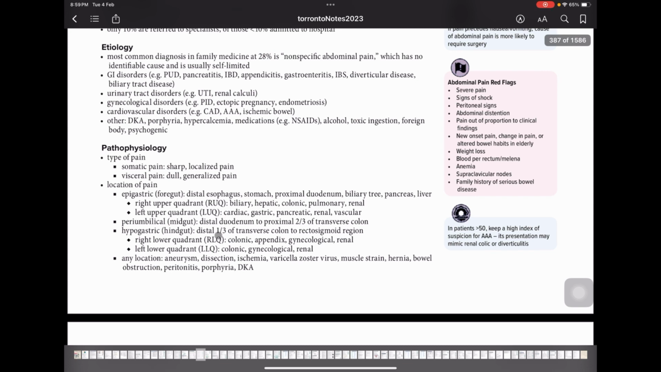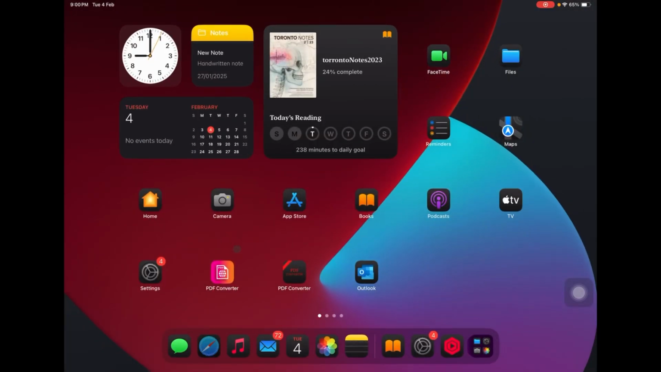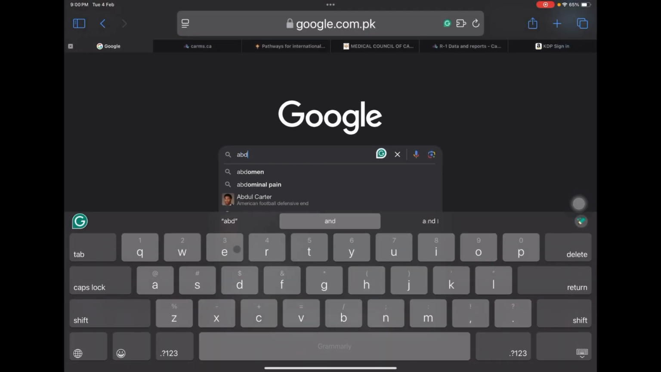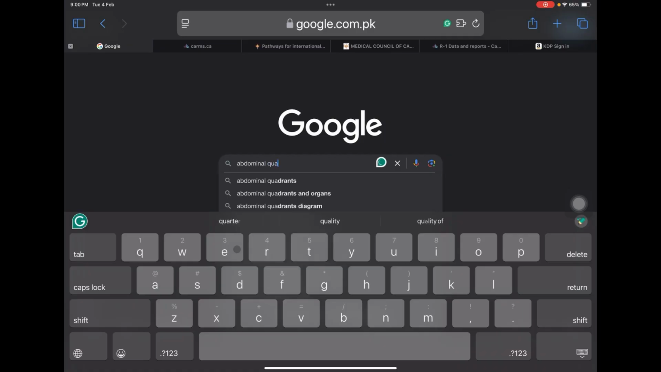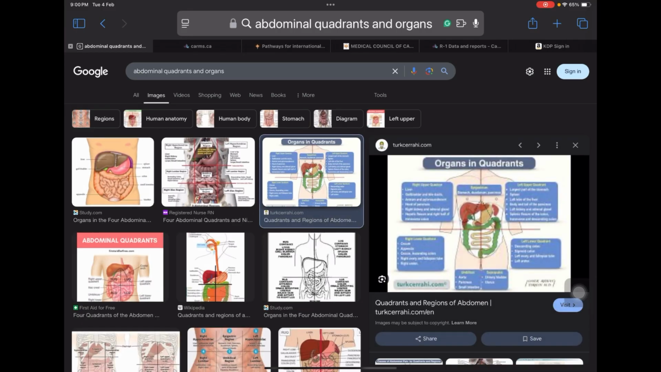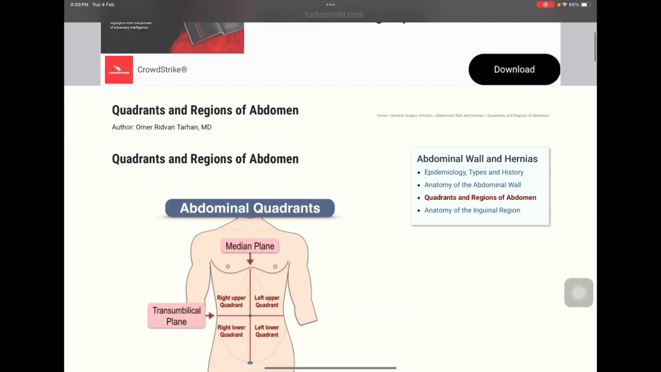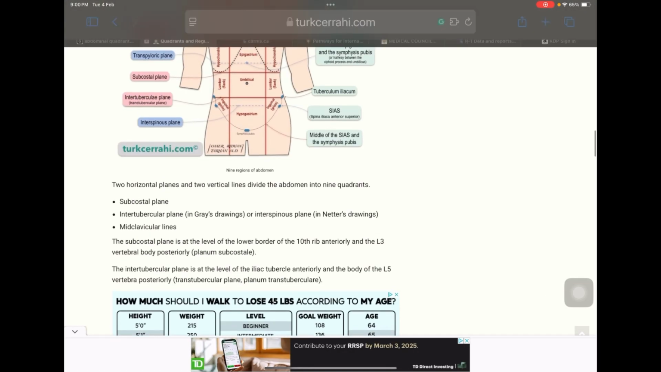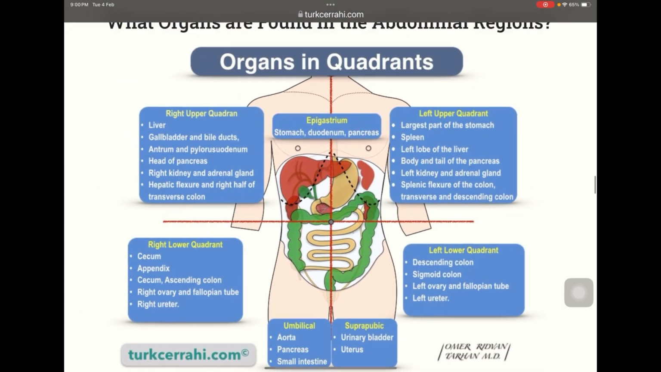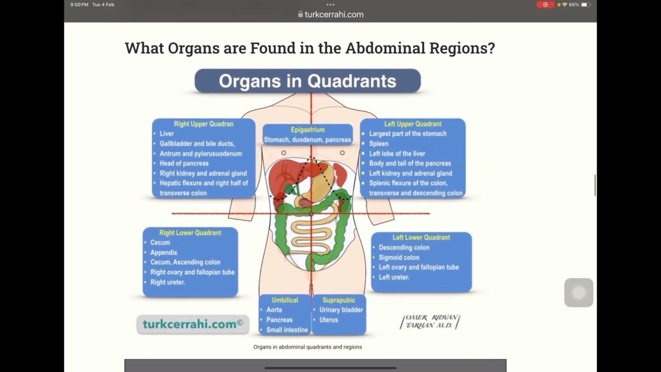So localize it. For you to have a good idea of how you will remember it, I would suggest just going on to Google and searching abdominal quadrants and organs. So you just have a look at the picture and you should be able to remember it. Let's say I'll open this picture up, and once you open this picture up you will see each organ within each quadrant. Where is the picture? So here, you see this is a good picture that you can take a screenshot of.